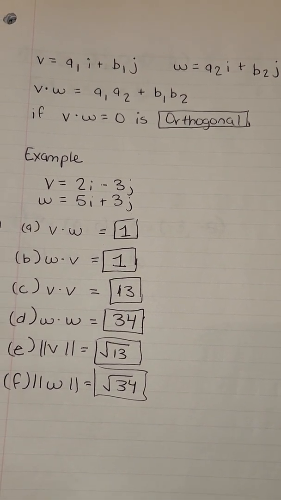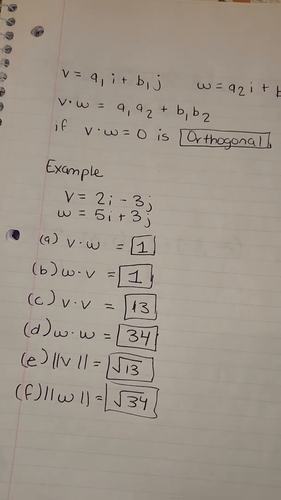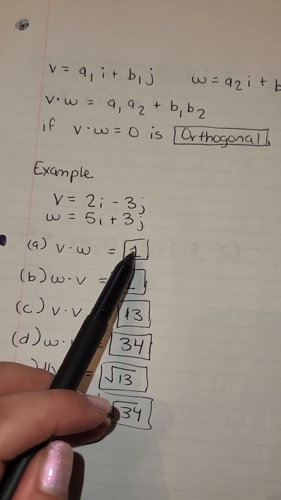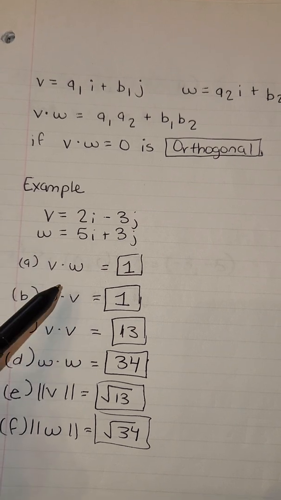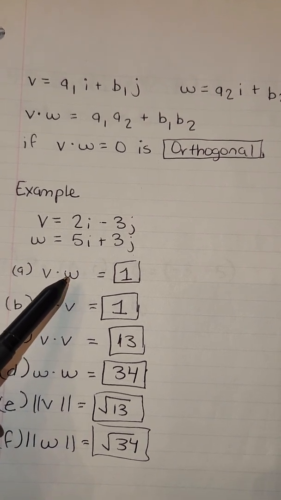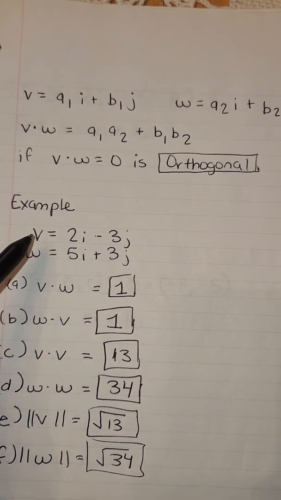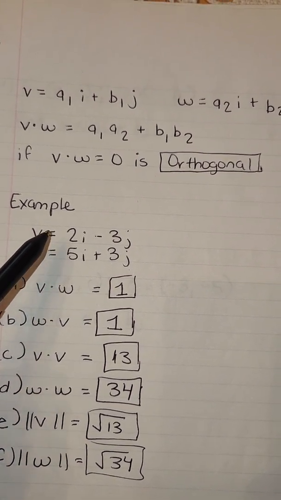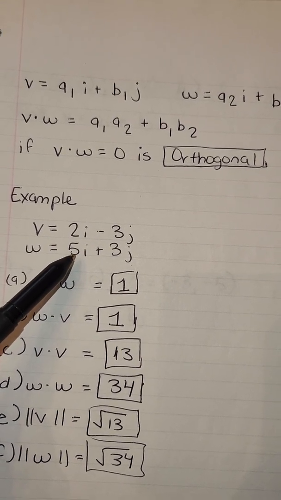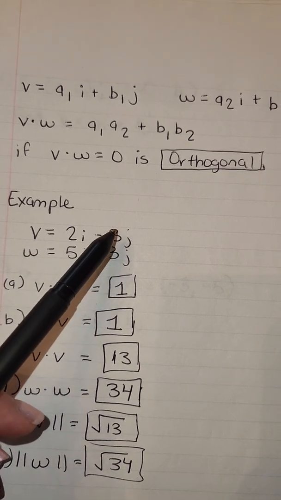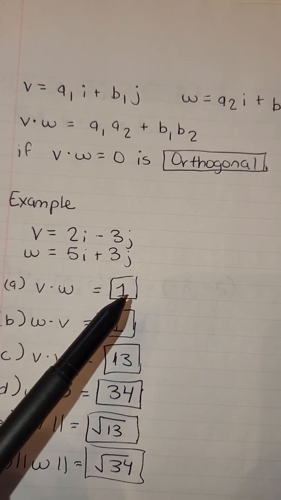These are the results, the answers for the problems. Now, why is this 1 and not 10i minus 9j? Well, it's a dot product and we're looking for a real number or scalar. So whenever we do V dot W, you get 10i minus 9j, and 10 minus 9 is equal to 1.